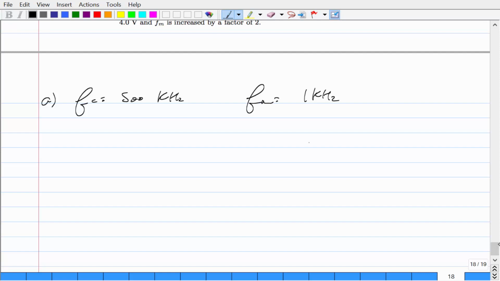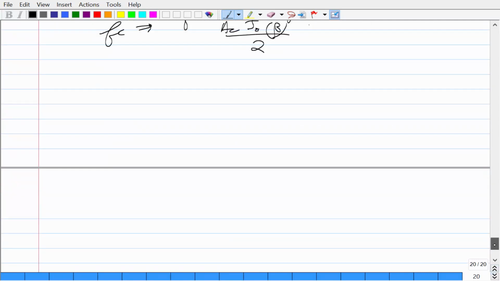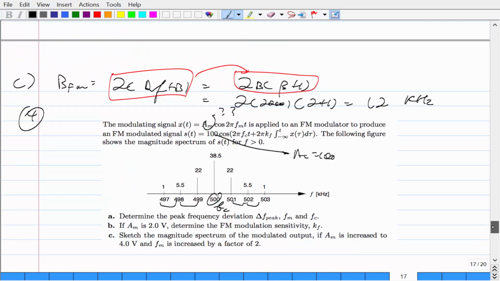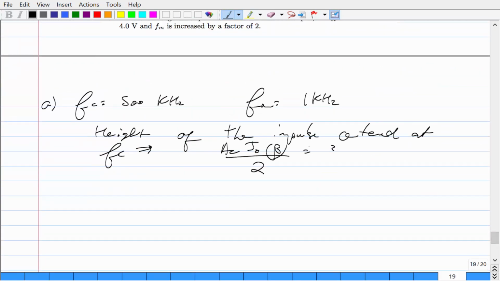If you remember the height of the impulse centered at FC, it's simply A_C J_0(beta) over 2. This is in terms of F. All you have to do is take a look at the spectrum. This is 38.5, so this height here is equal to the height of the impulse, which is 38.5. And A_C is equal to 100.